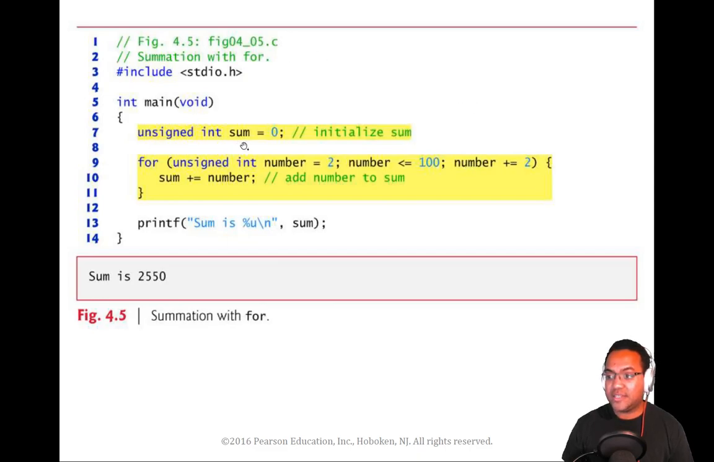You have an unsigned int sum that equals 0. The unsigned int number equals 2. Number is less than or equal to 100. While number is less than or equal to 100, increment the number by 2. So what they should get is the sum plus equals the number, and then printf the sum, which is here. And basically it just adds the number to the sum until number equals 100.